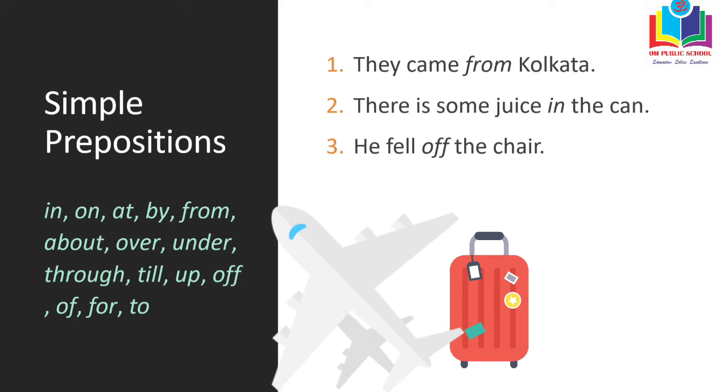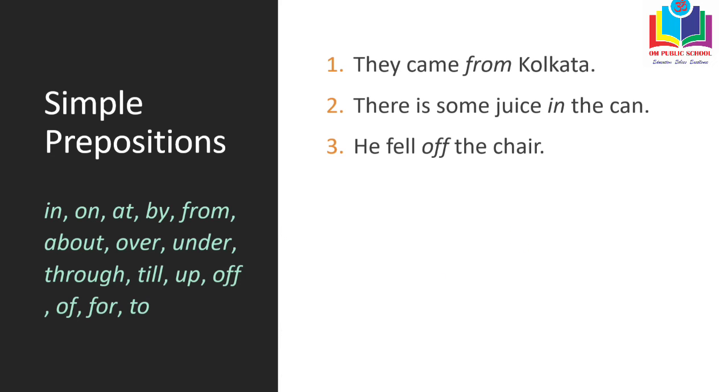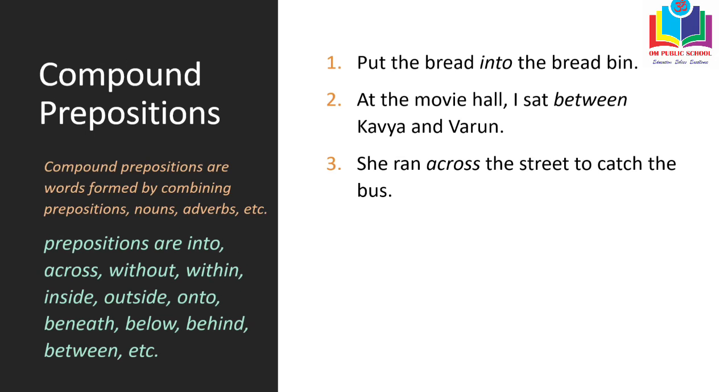They come from Kolkata. There is some juice in the can. He fell off the chair. These are all simple prepositions because they are single words. Now let's take a look at the compound prepositions. Compound prepositions are words formed by combining prepositions, nouns, or adverbs, like into, made by combining two different prepositions, in and to. Without, made by combining two different prepositions again, with and out.